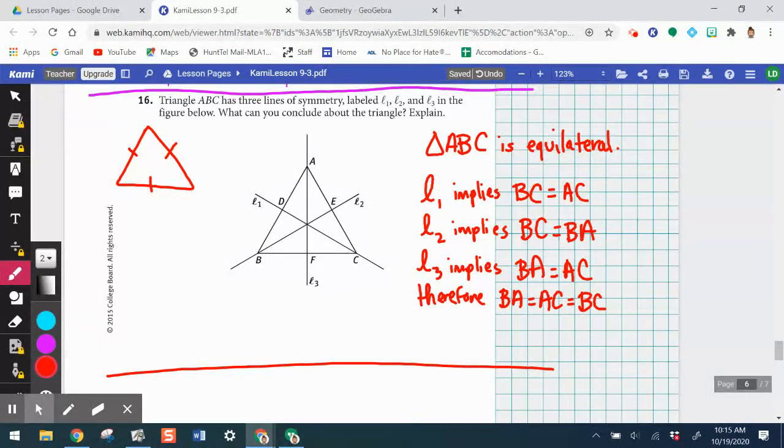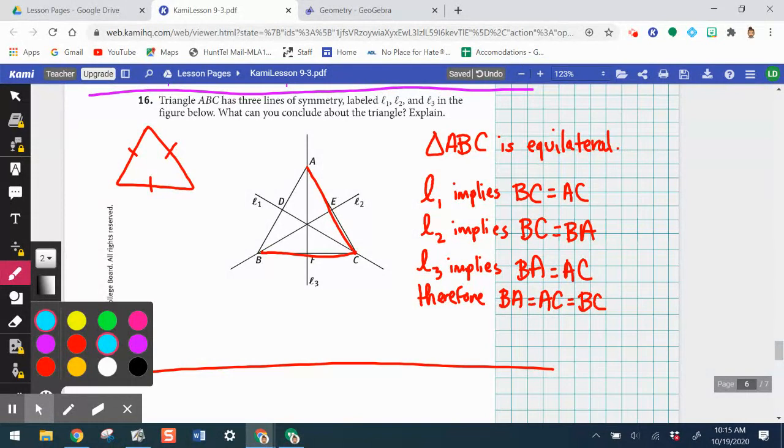And I actually wanted to explain why that was. So L1, this line of reflection, if this really is a line of symmetry, then BC has to be the same length as AC. We're seeing that if it were to fold perfectly across that line, then BC maps perfectly onto AC. Then L2, or the second line of symmetry, implies that BC is also equal to BA, because if they had to fold across this line, L2, the length of BC would have to be the same as BA, because C would in fact map to A over that line of symmetry.